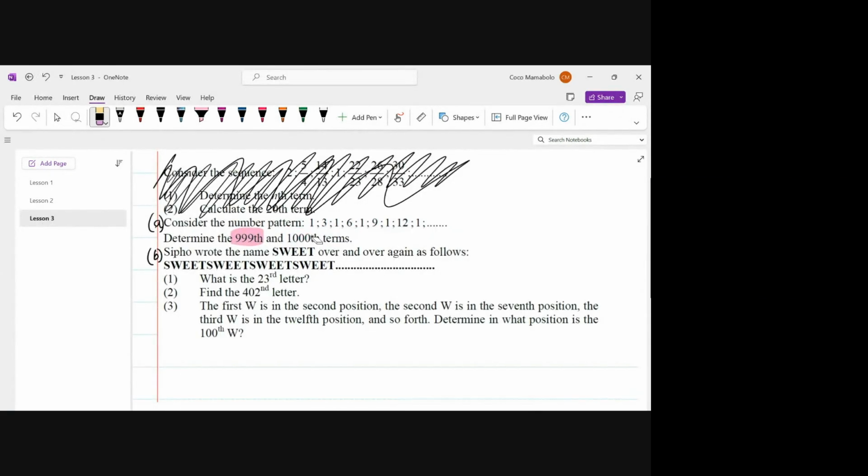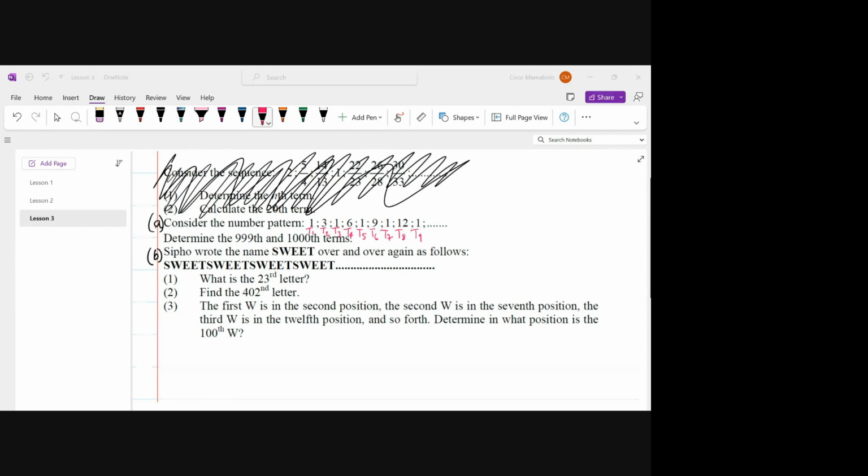If we look here, we see the first term is 1. T1 is 1. T2 is 3. T3 is 1. T4 is 6. T5 is 1. T6 is 9. T7 is 1. T8 is 12. T9 is 1. What do you notice, Princess? What do we notice? That every odd term is 1.